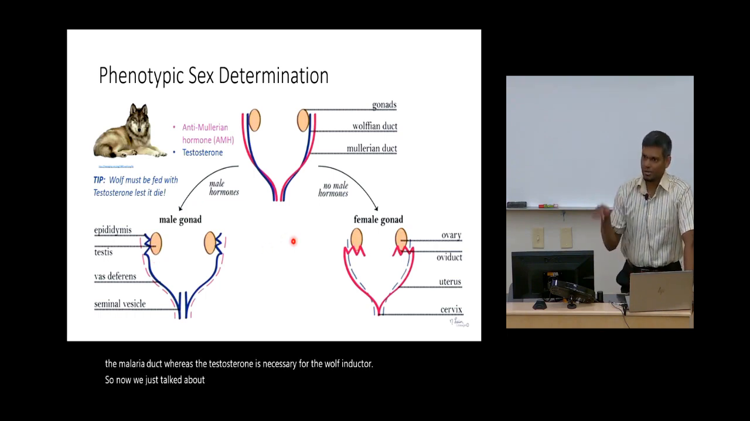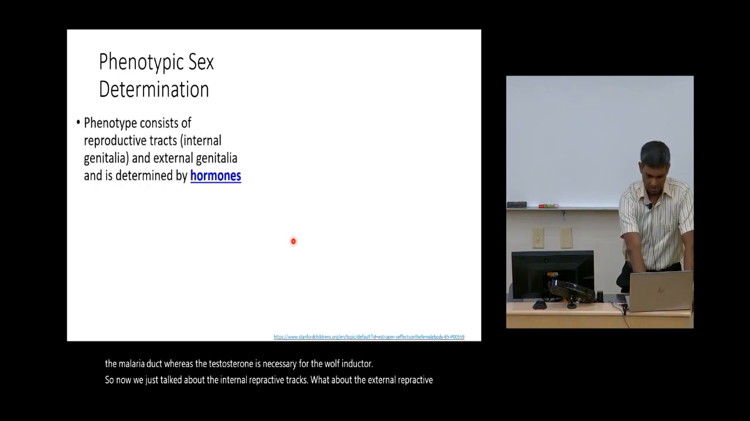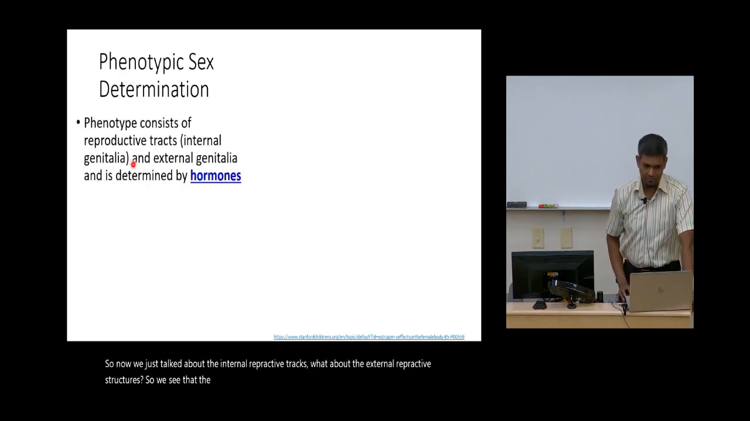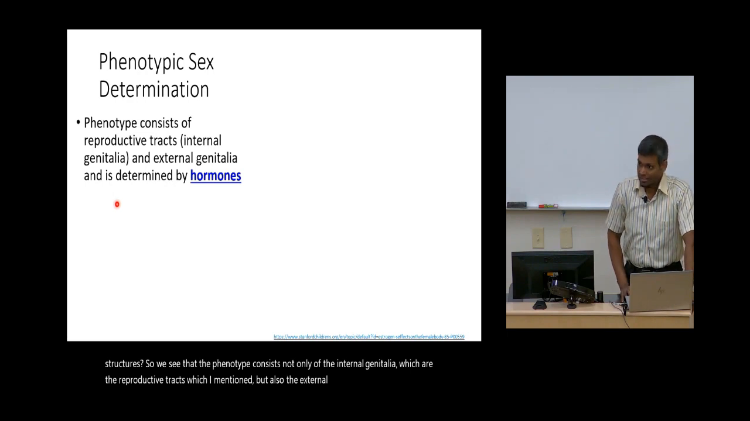So now we've just talked about the internal reproductive tracts. What about the external reproductive structures? So we see that the phenotype consists not only of the internal genitalia, which are the reproductive tracts which I mentioned, but also the external genitalia, which is also formed by the hormones, right?